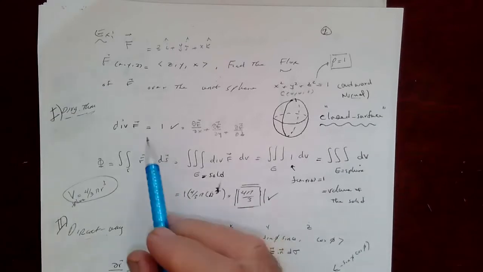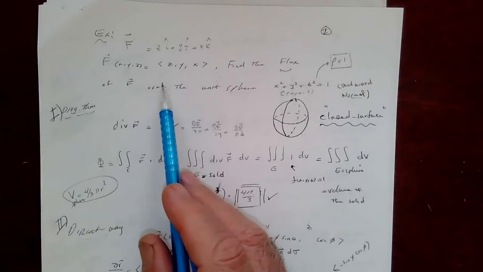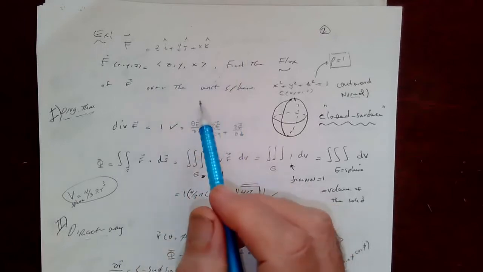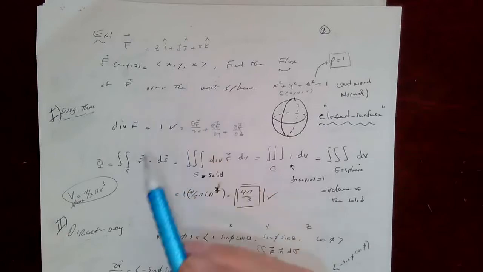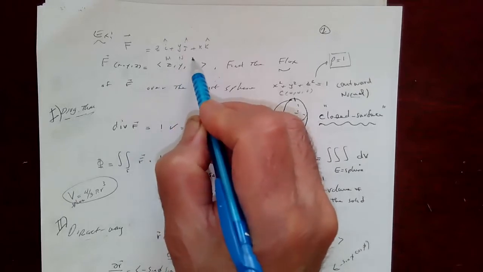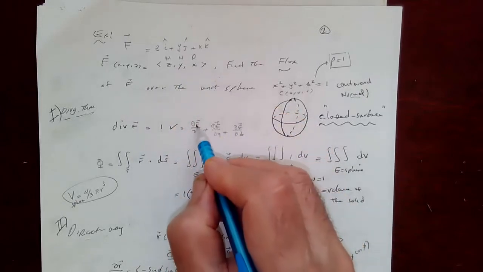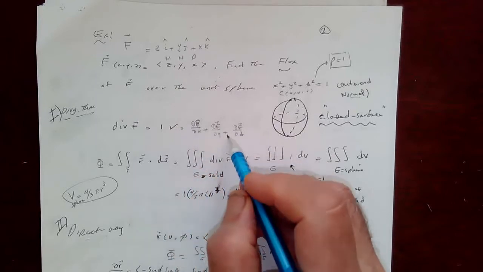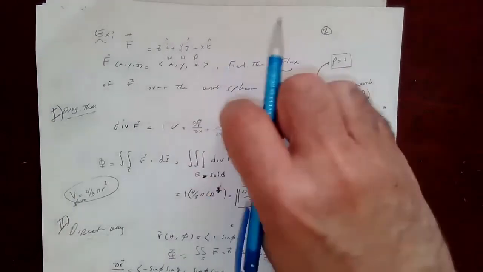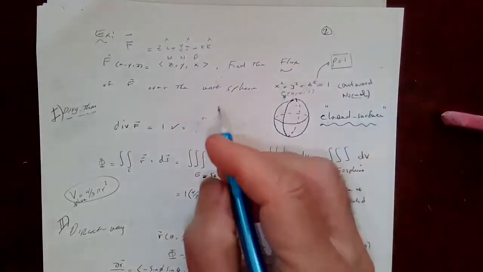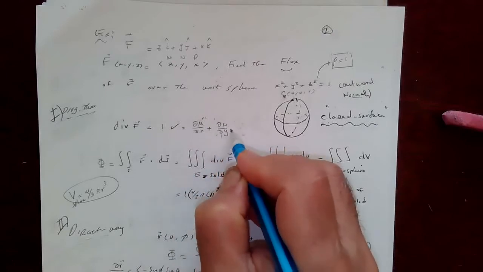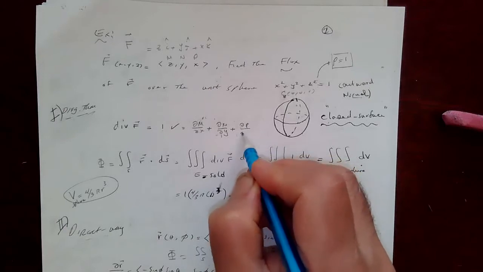So we are good to go to apply the divergence theorem. How do you take the divergence of a vector field? Well, it's a scalar. Let's call the components M, N, and P. So this would be the partial derivative of M with respect to x, plus the partial derivative of N with respect to y, plus the partial derivative of P with respect to z.